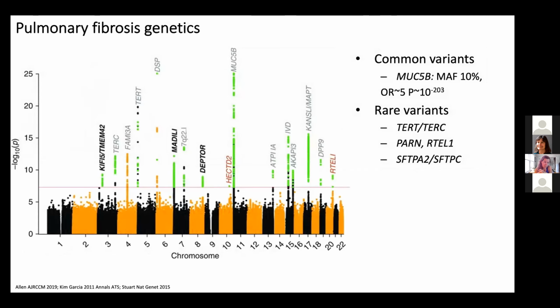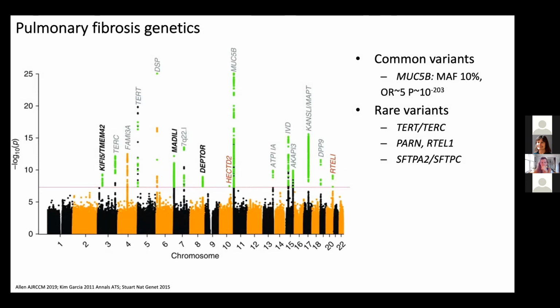But pulmonary fibrosis has really interesting genetic signals. And as I mentioned, this MUC5B with an allele frequency of 10% has this enormous odds ratio and gives you a p-value that is not even displayable on this Manhattan plot from Richard Allen and colleagues. This is the largest GWAS of pulmonary fibrosis. You see RTEL1 here, and TERT, which are some of the telomere pathway genes, as well as a lot of other really interesting signals.